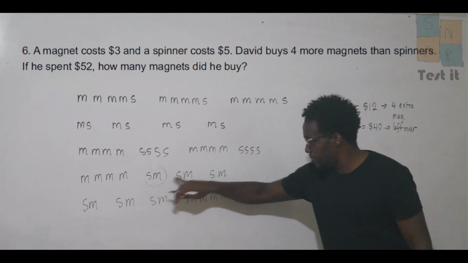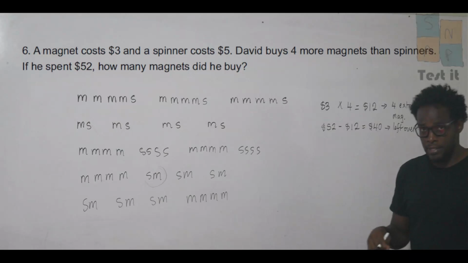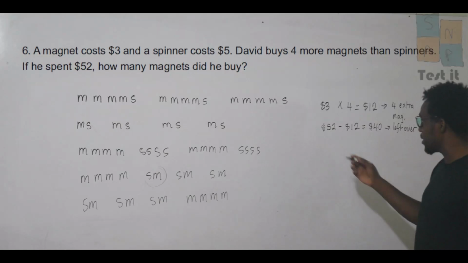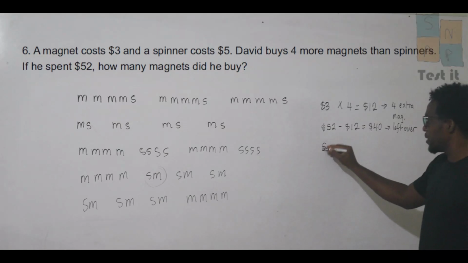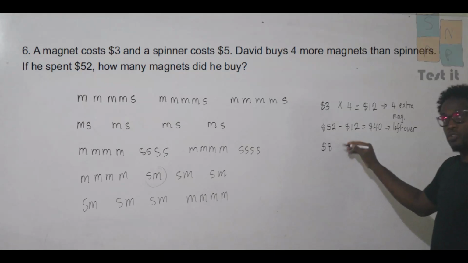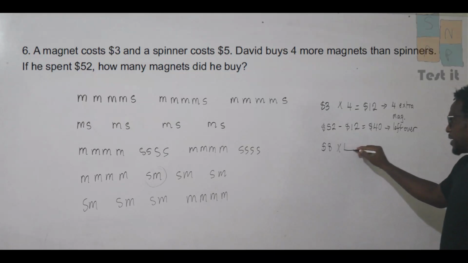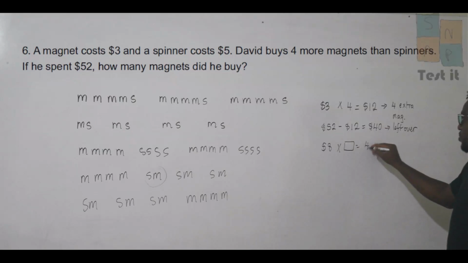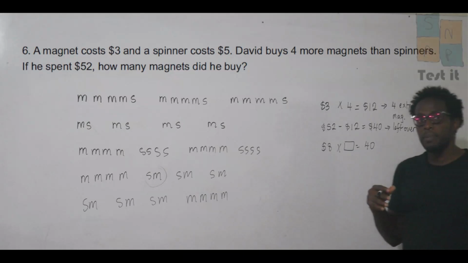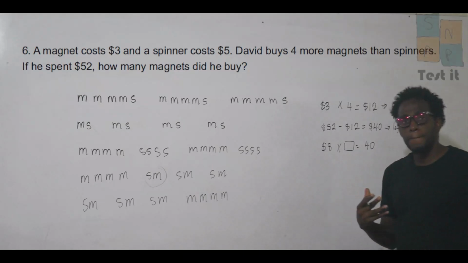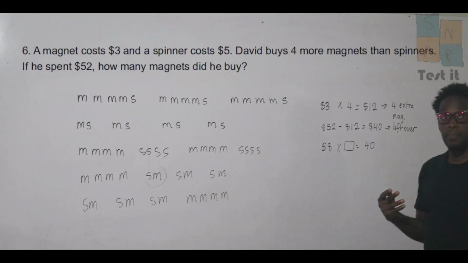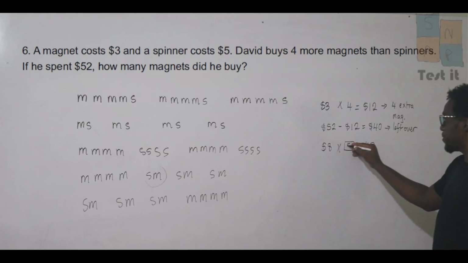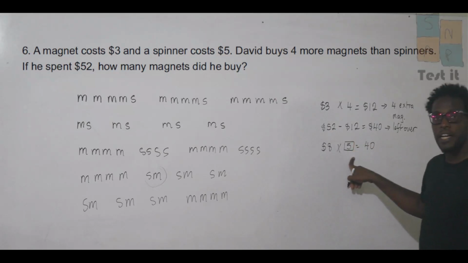So every group of magnet and spinner he buys is going to be $8. So think about it. He's going to buy $8 over and over and over. That's like multiplying by 8 until he gets to his leftover money, which is 40. Can you think about how many groups of 8 magnets and spinners he'd have to buy? Okay? That's equal to 5. 8 times 5 is 40.